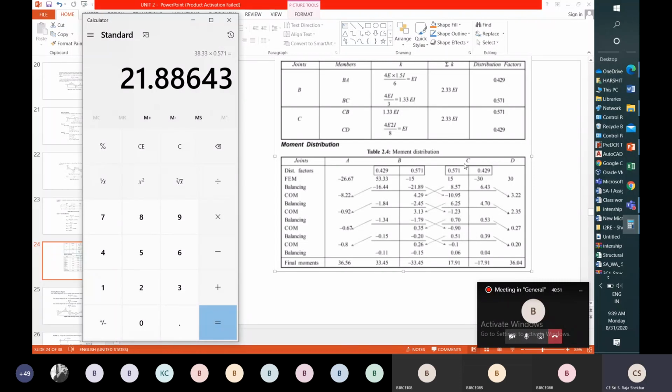Now we come to support C. At support C, we need to calculate the unbalanced moment first. How to calculate it? The unbalanced moment for support C is 15 minus 30, which is minus 15. Minus 15 multiplied by 0.571 gives minus 8.57. Since it is a minus sign, we write the opposite sign here, 8.57. Similarly, minus 15 multiplied by 0.429 gives minus 6.43. With the opposite sign, we add 6.43 here.